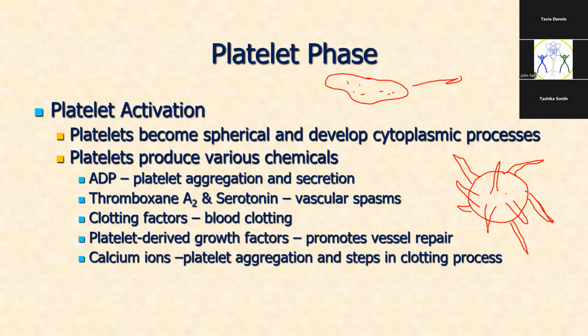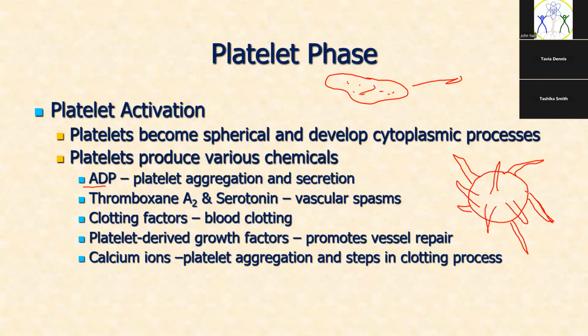So remember, the platelets go from being flat and boring to being very round and spiky. And the round and spiky platelets can stick to each other more easily, right? And then it mentions here that the platelets produce various chemicals. It mentions once again ADP. And it says here ADP, remember, platelet aggregation and secretion. So once again, the ADP helps to call the platelets to the area and more of them stick and become activated.